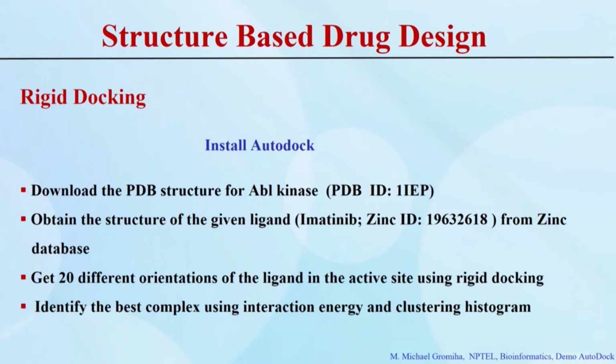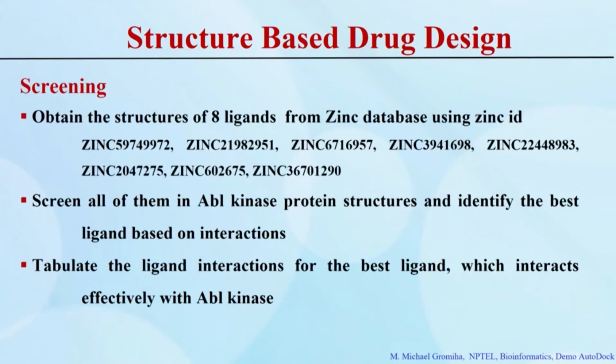So then we get different orientations for this ligand, and you try to get the best complex between the protein ABL kinase and the ligand using interaction energy as well as the clustering histogram. In the case of screening, we get several ligands. So we need to identify which ligand is the best to interact with this particular target. Here the target is the ABL kinase.